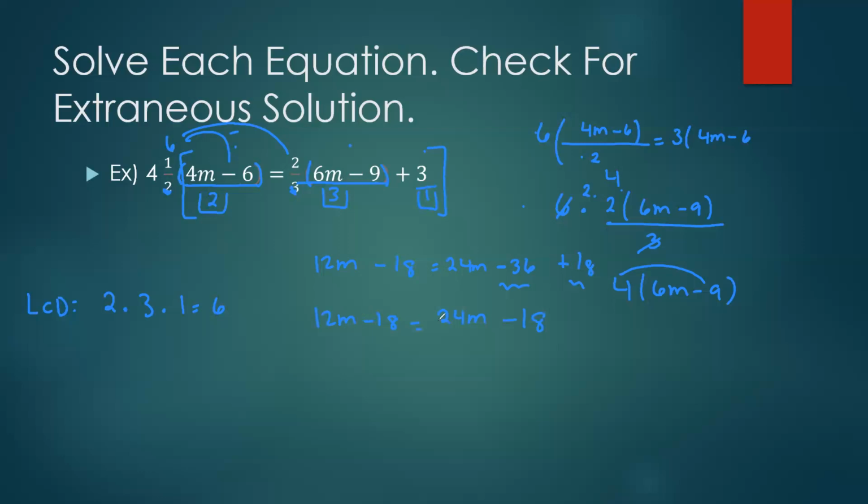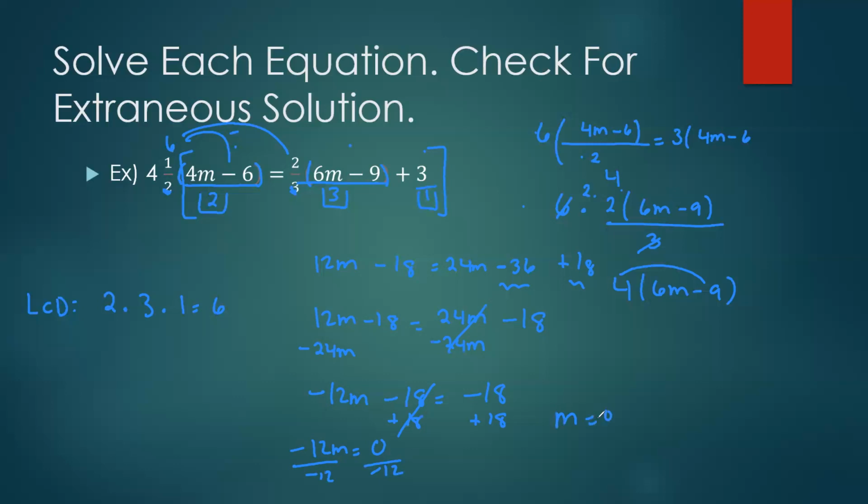Let's move this 24m to the left by subtracting 24m. This cancels. So 12 minus 24 is -12m. Minus 18 equals -18. Add 18, add 18. You get -12m, this cancels, equals 0. Divide this by -12. And you get m equals 0.